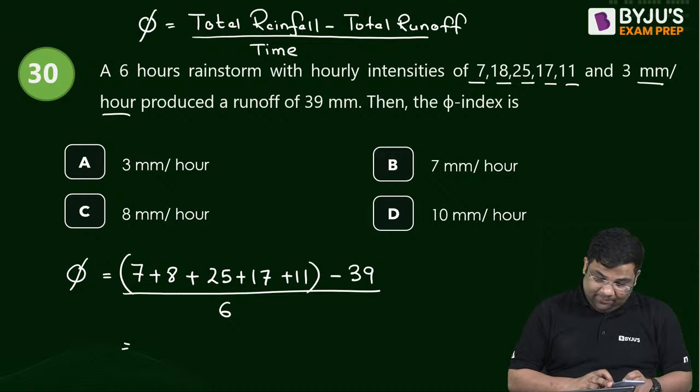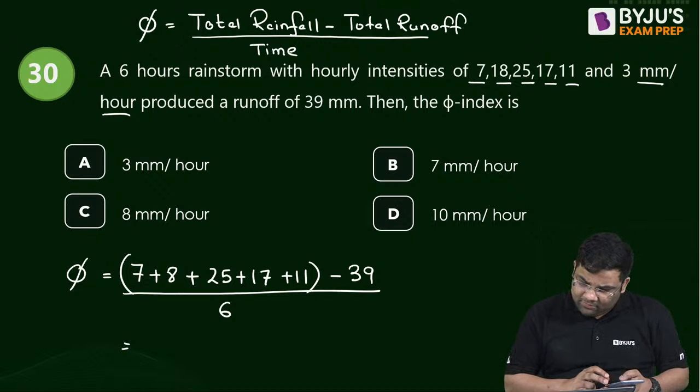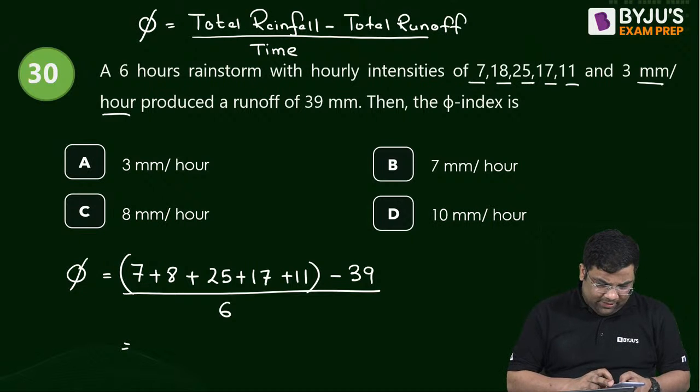7 plus 8 plus 25 plus 17 plus 11 minus 39 divided by 6. I'm getting a value of 4.83. Some calculation that I did. How much are you getting? First, 4.83 you are getting. How much are you getting? Tell me the answer.